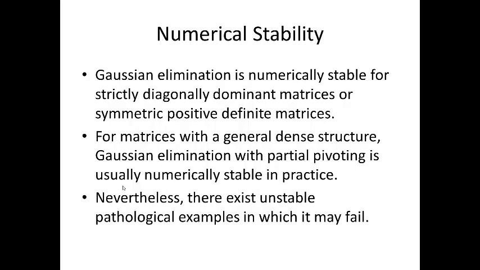So, Gaussian elimination is numerically stable for strictly diagonally dominant matrices or symmetric positive definite matrices. And we're going to see those a little bit later on in the book. For matrices with generally dense structure, Gaussian elimination with partial pivoting is usually numerically stable in practice. But there are some unstable pathological examples in which it may fail, and we'll see some of those in the book.